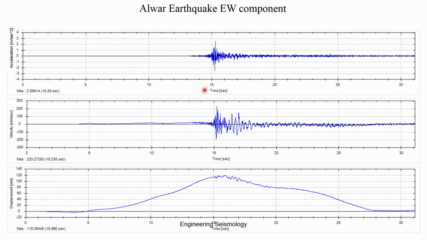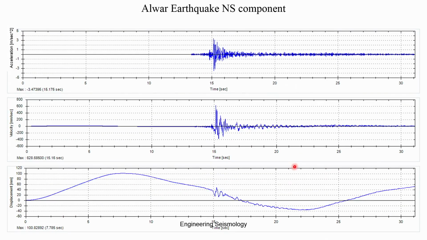You can see the acceleration plot, where the acceleration starts with 0 and almost ends with 0. Similarly, in the velocity component you can see how it goes and ends. In the displacement component you can see how it goes. Wherever the peak is, you can get a higher displacement in this region.